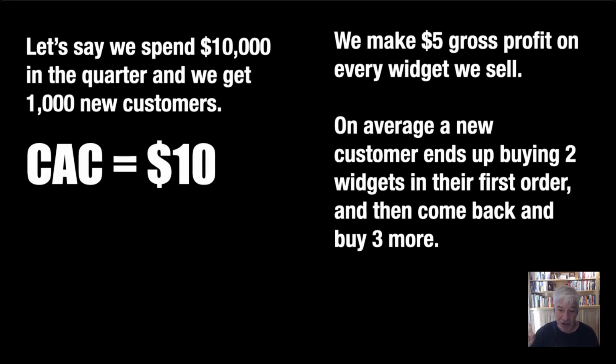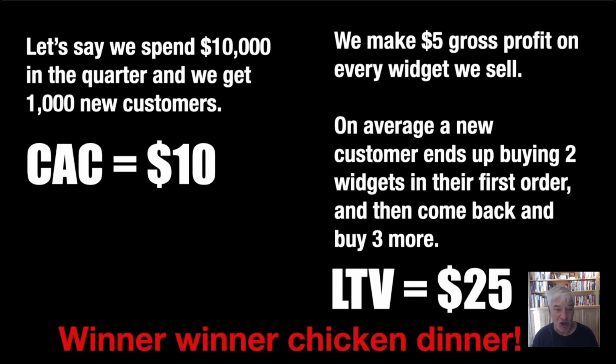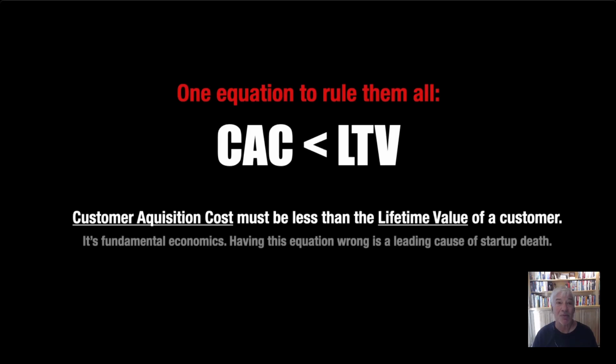So if we make $5 on each widget, on average, a new customer buys 5 widgets from us, then our lifetime value of a new customer is $25. And so if we're spending $10 to get customers, we're making 25 from them. Winner, winner, chicken dinner. So this is customer economics.